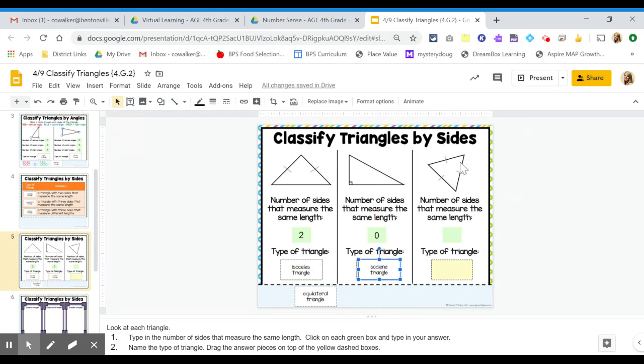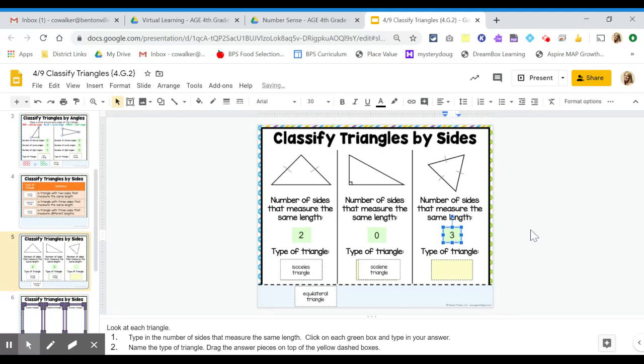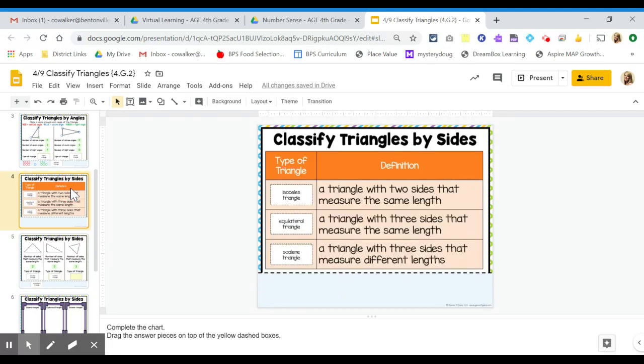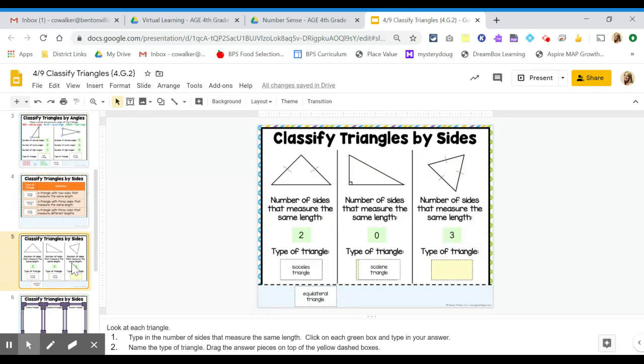Look at this last one. There are how many tick marks? How many of the same size? 3. So that means there are 3 tick marks. All 3 sides measure the same. If we go back to our slides up here, you can see the equilateral triangle means that all 3 of those sides are the same. So you will say equilateral 3.